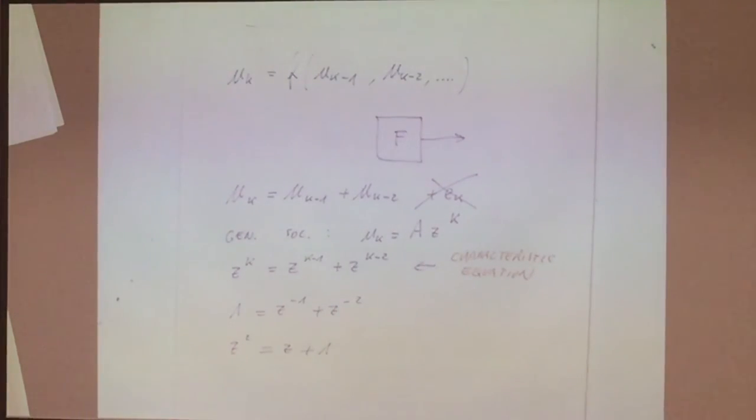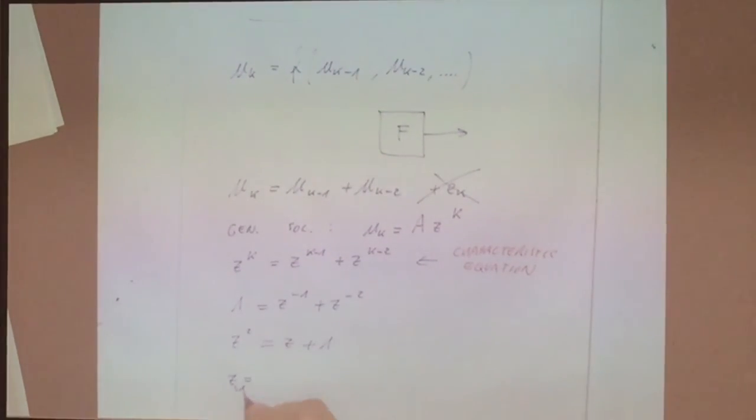That's now a second order ordinary equation. So we can find the solutions. You know the formula for finding the solutions. I hope we get 1 plus or minus the square root of 5 divided by 2.